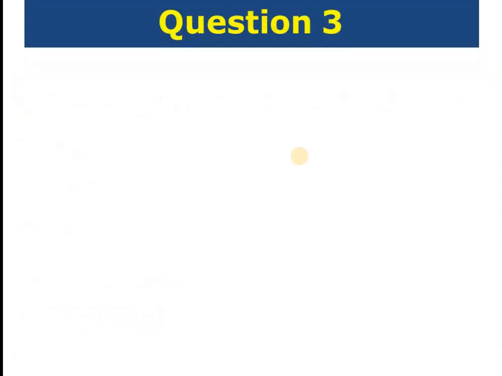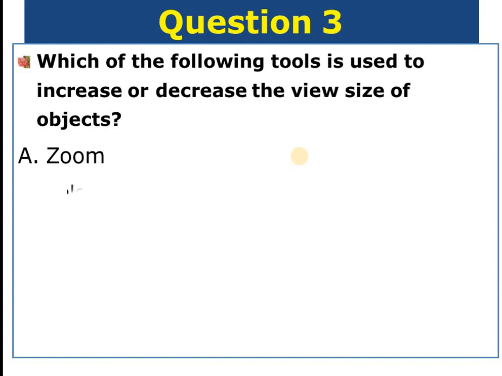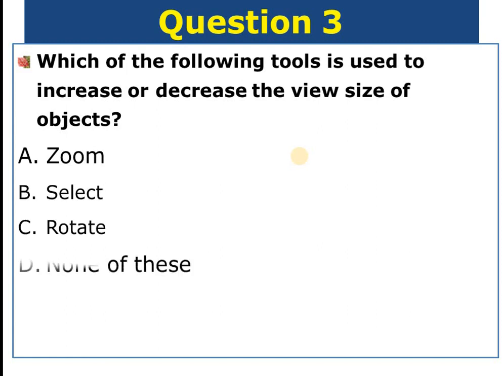Go to the next question. Which of the following tools is used to increase or decrease the view size of objects? A. Zoom, B. Select, C. Rotate, D. None of the above. The answer for this question is choice A. This zoom is used to increase or decrease the view size of an object.